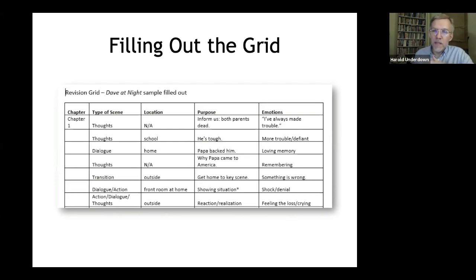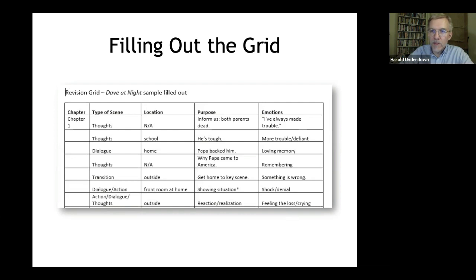So, a really nice sequence of, I almost don't want to call them scenes because they're not. They're movements in Dave's head that lead to this one big dramatic scene where he's at home and the reality of what's happened to his father is confronting him.